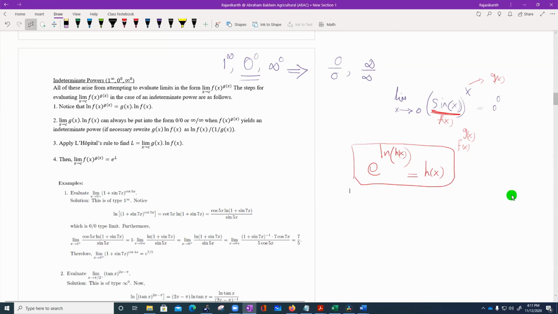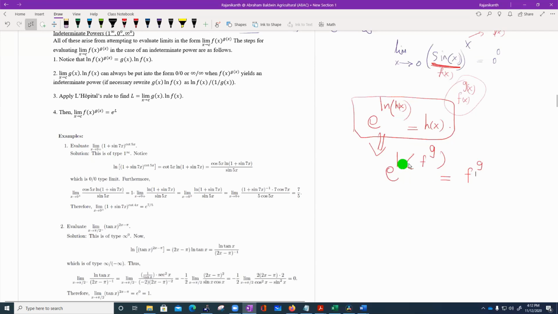Okay. So if you use this property here on this function, you could think of f to the power g as a new function that is equal to h(x). That means, if you apply this result here, you could rewrite e to the power ln of f to the power g as what? f to the g function.